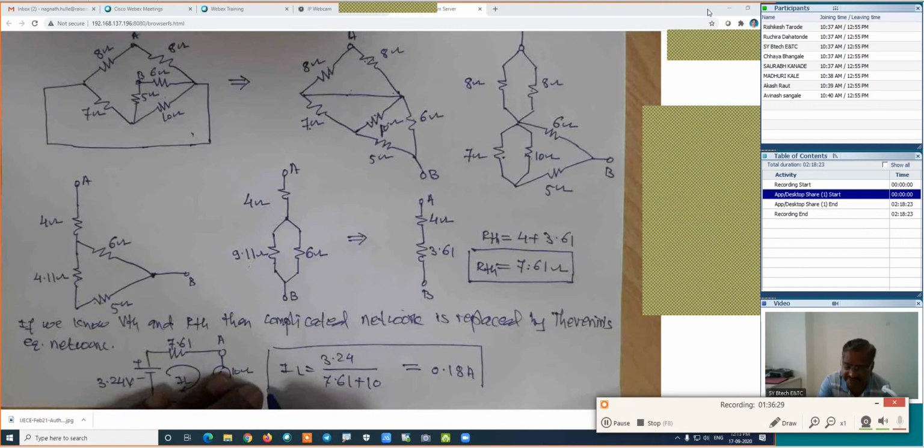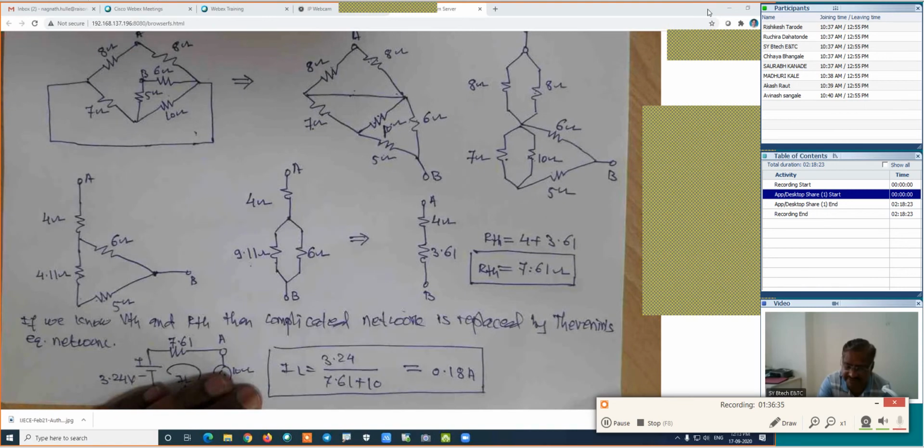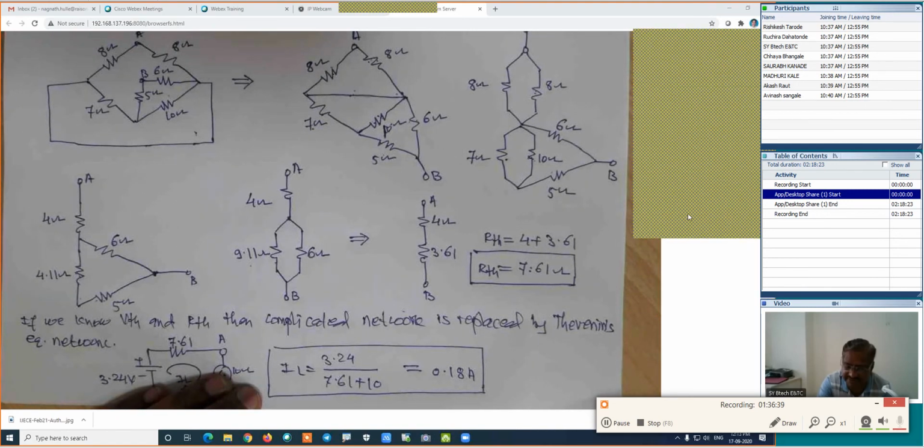In this case, if we are trying to find out its value of the load current, which is 0.18 amperes is the load current. I will check the answer with someone again. Yes. Anyone has the answer? Yes, Rishikesh. Sir, correct है. Correct. Ruchira. Sir. Correct. Shauram. Correct, sir. Correct.